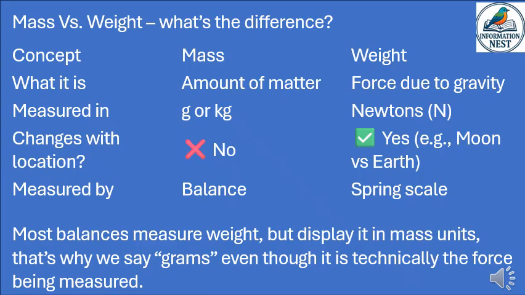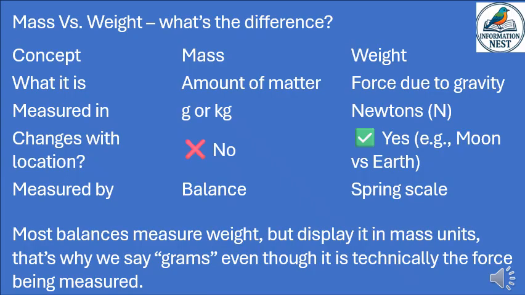They stretch based on how much force is pulling down. Most weighing machines actually measure your weight, but they show it in kilograms. Sneaky, right? So when you say I weigh 50 kg, you're technically talking about your mass, not your weight. Mass is equal to matter. Weight is equal to W, because gravity pulls you down like a roller coaster.